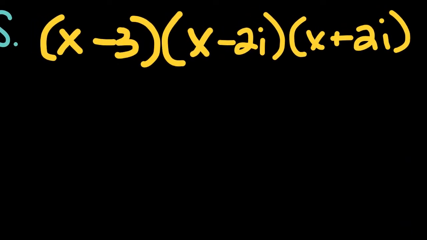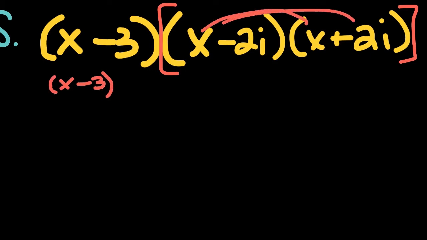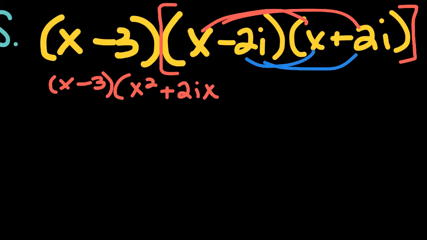You want to start with the ones that involve the i's, because the i's will cancel out if you use the conjugates first. So this is x minus 3, and then distribute the x, obviously, to both. So this would be x squared plus 2ix, and then distribute the negative 2i to both, which would be negative 2ix minus 4i squared.